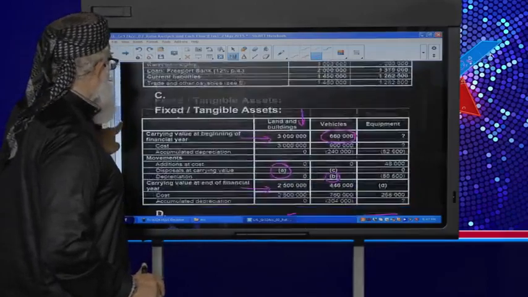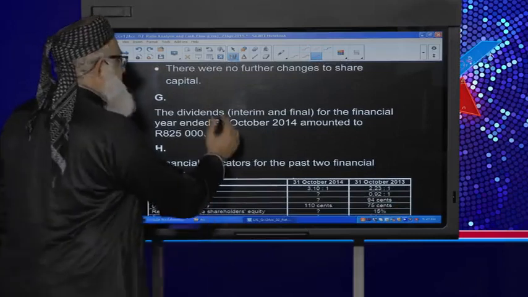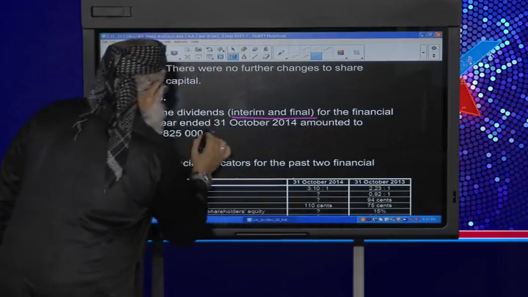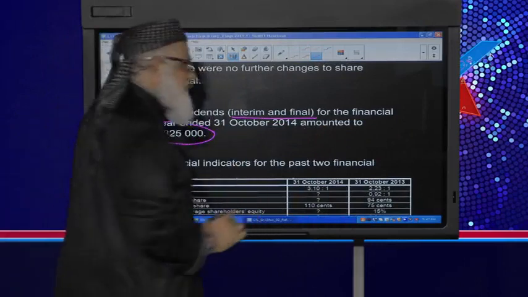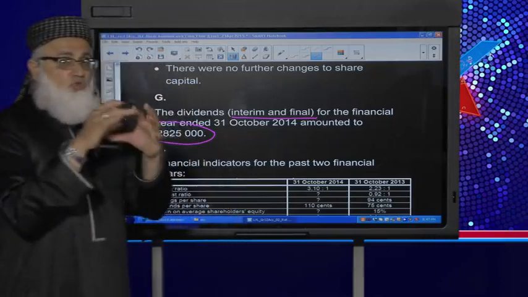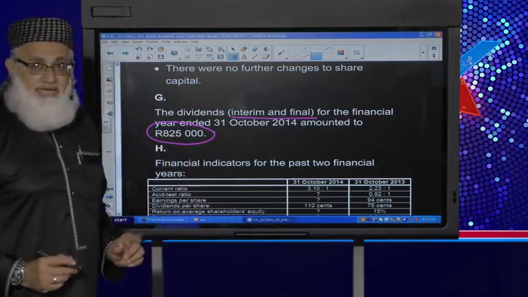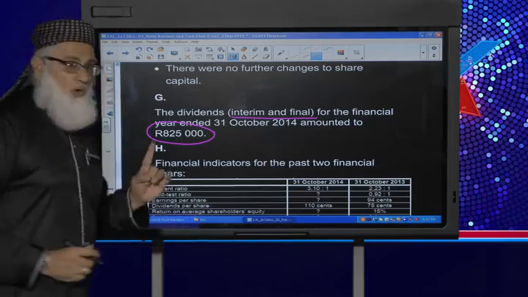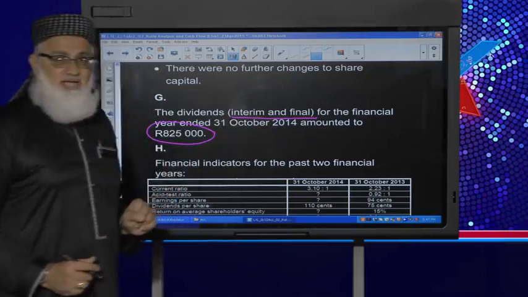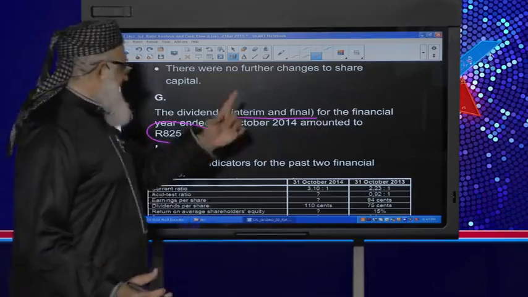I'm sure there is some information about my dividends. There it goes. The dividends, interim and final for the financial year amounted to 825,000 rand. Again, giving me information. The total dividend for this year was how much? 825,000 rand. That's the total dividend, guys. Now, if I know what my final dividend was, I can then calculate my interim, can't I? Certainly I can. Let's do that.